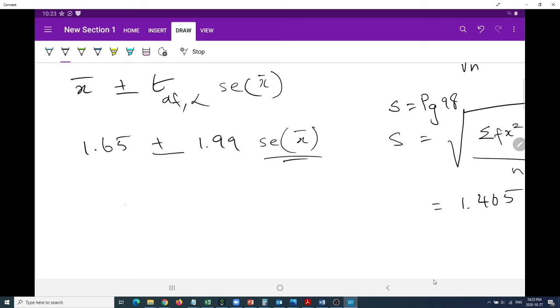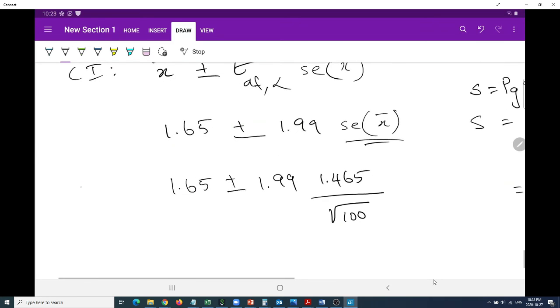Okay, so your confidence interval is going to be 1.65 plus or minus 1.99 into 1.465 divided by square root of n. Okay, so this is going to be our confidence interval, right?